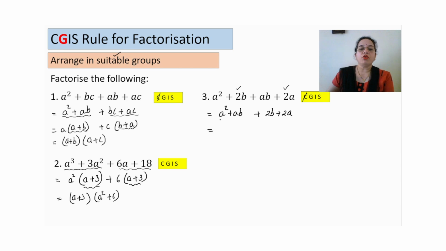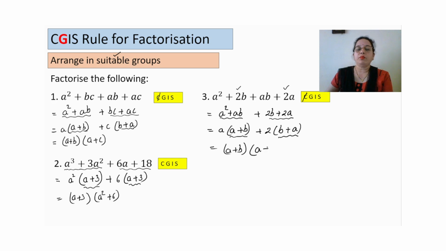So now from the first two, A is common. So what is left inside the bracket? A plus B. Now from here 2 is common. So what is left inside the bracket? B plus A. Again the same case, A plus B or B plus A is the same. So you can take common A plus B, and what is left? A plus 2. So these are the factors.